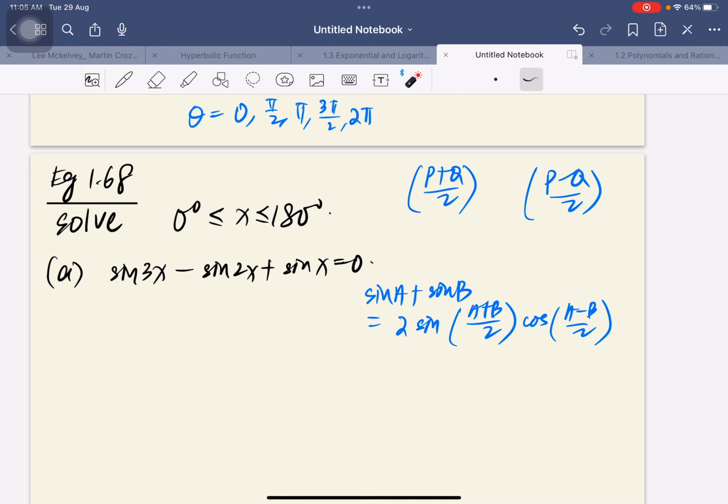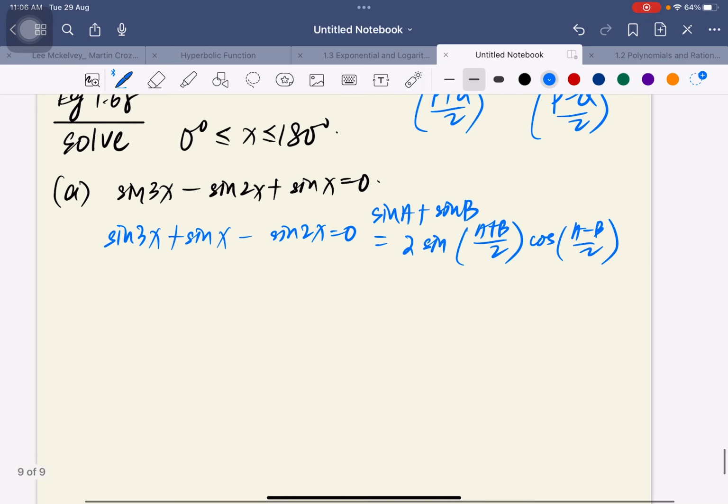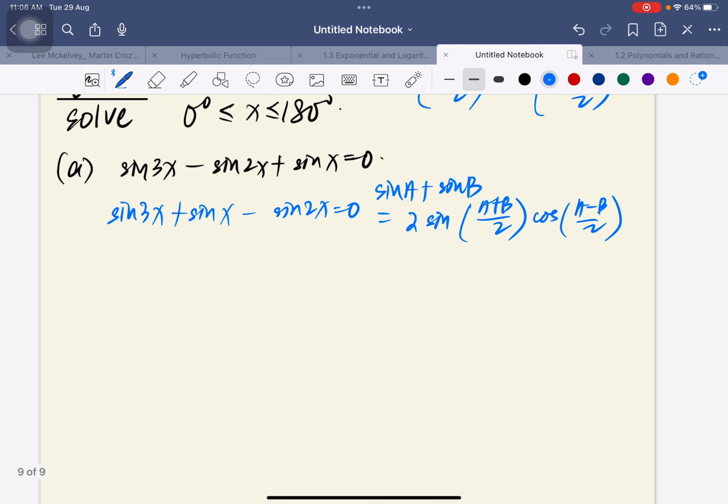So instead of combining these two, we will take this and this. We won't combine this and this. Instead, we combine this and this. It's just easier for us to simplify in the end because of the formula with a plus b and a minus b over 2. So I'm going to rearrange it: sine 3x plus sine x minus sine 2x. The sine 2x is easy because we know the formula for sine 2x. But sine 3x, we definitely have to combine using the factor formula.